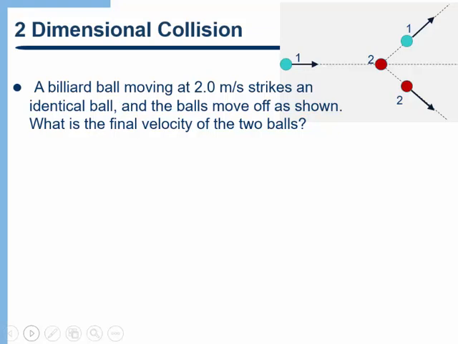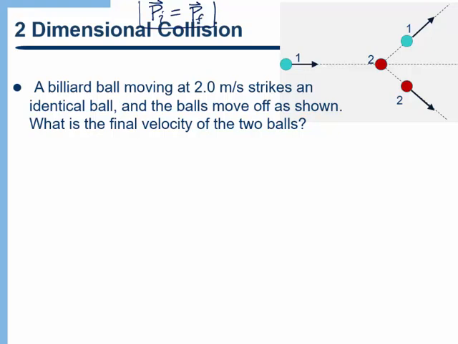Let's take a look at how we solve two-dimensional collisions. We know that momentum is conserved in every collision. In other words, the total momentum before the collision is equal to the total momentum after the collision. But how do we deal with problems that involve two dimensions? Well, we deal with it just the way we always deal with vectors, and that is we break things into components. So if overall the initial momentum has to be equal to the final momentum, then that has to be true for each component.